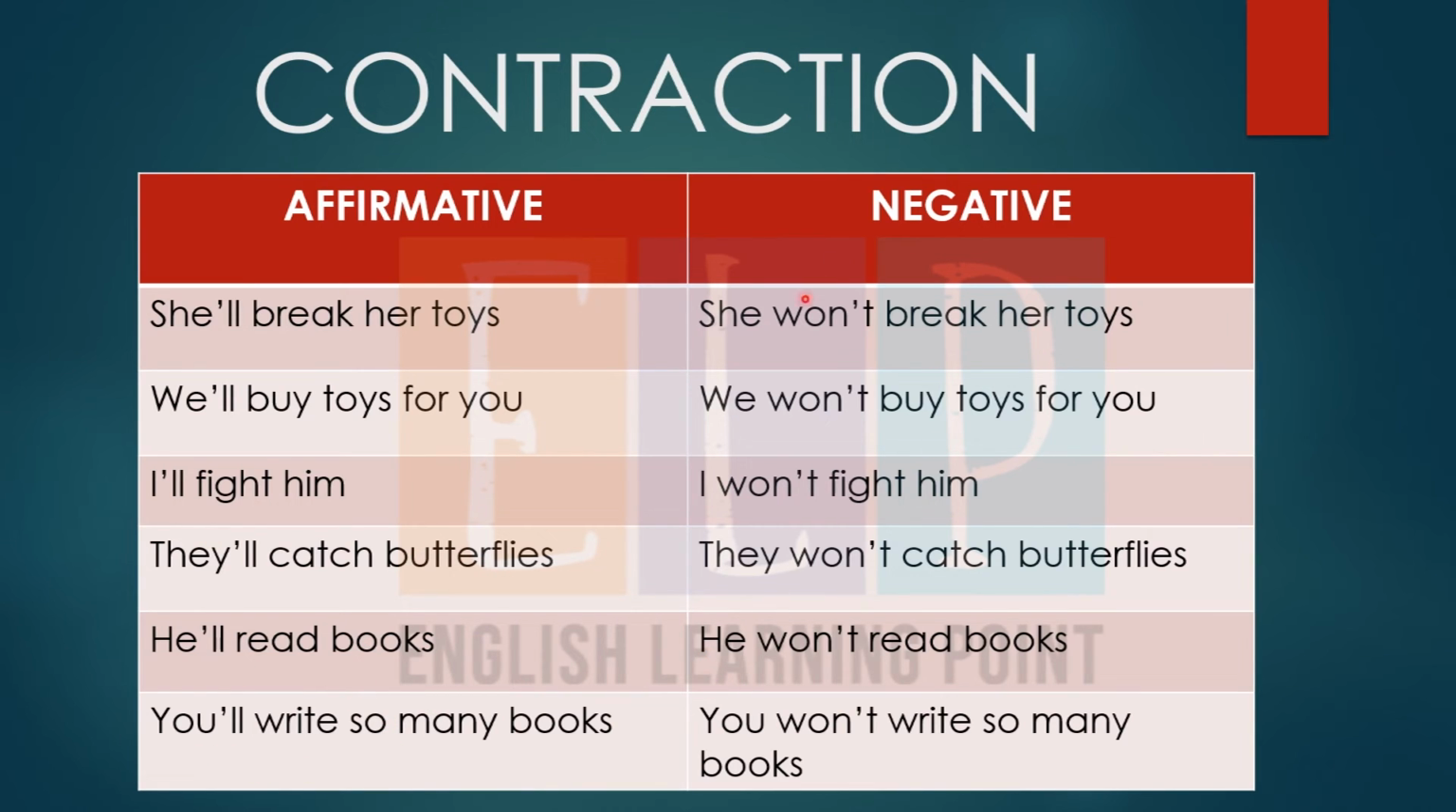While making negative, what is the contraction of negative forms? She won't break her watch. We won't buy a watch for you. I won't fight him. They won't catch butterflies. He won't read books. You won't write so many books.